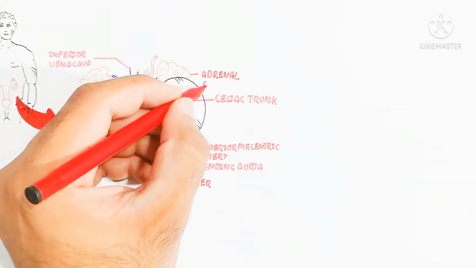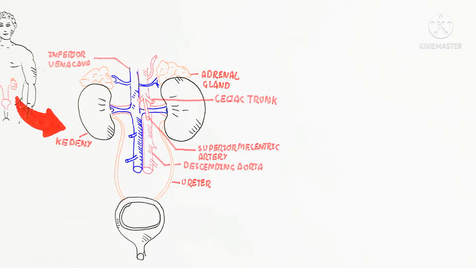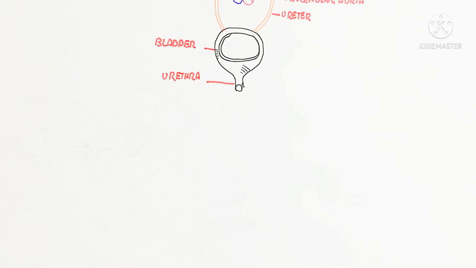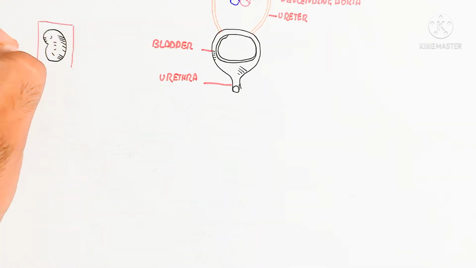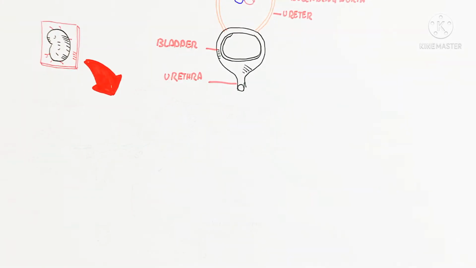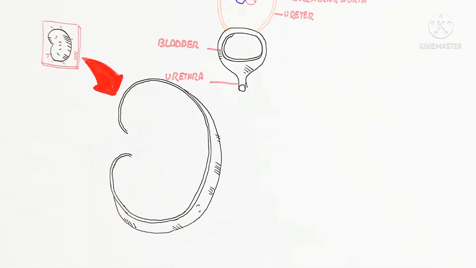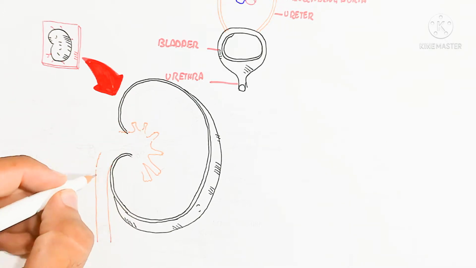Here is the superior mesenteric artery, which provides oxygenated blood to the digestive system for absorption, while the descending aorta is here. Here is the bladder, which stores the urine, the ureter carries urine into the bladder, and the urethra is the opening part. So that is the overview.